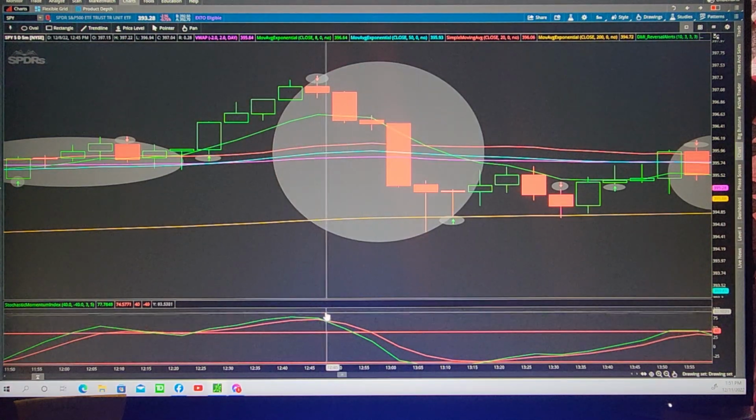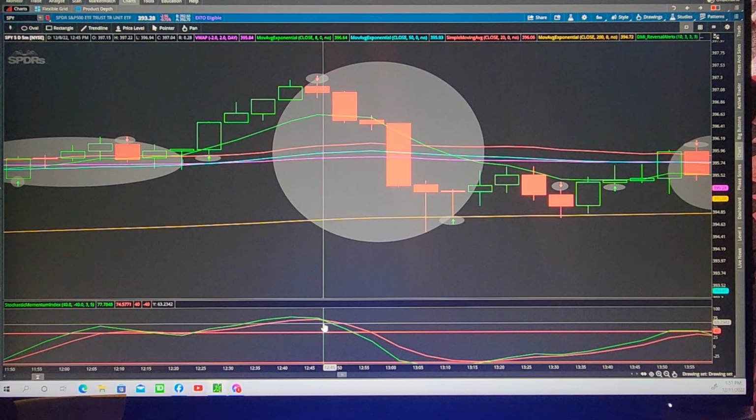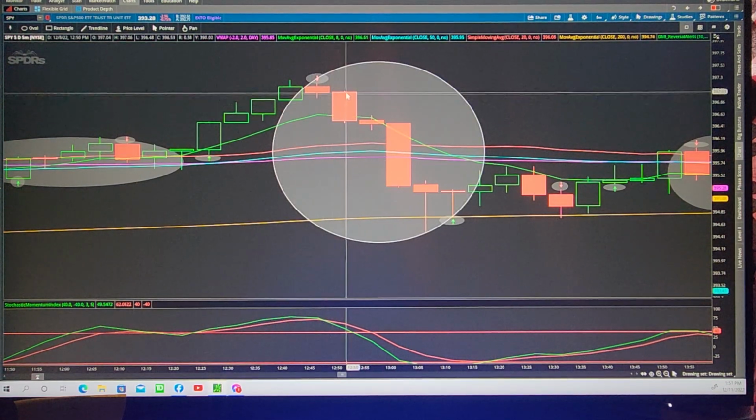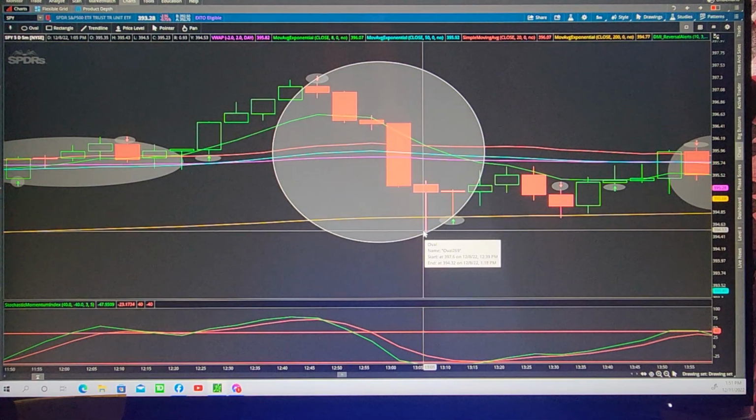We're far extended above the plus 40. You get a solid crossover. It's real easy to identify. Your lines are getting farther apart here. I would have bought in on this candle and ridden it down. That would have been a beautiful play.